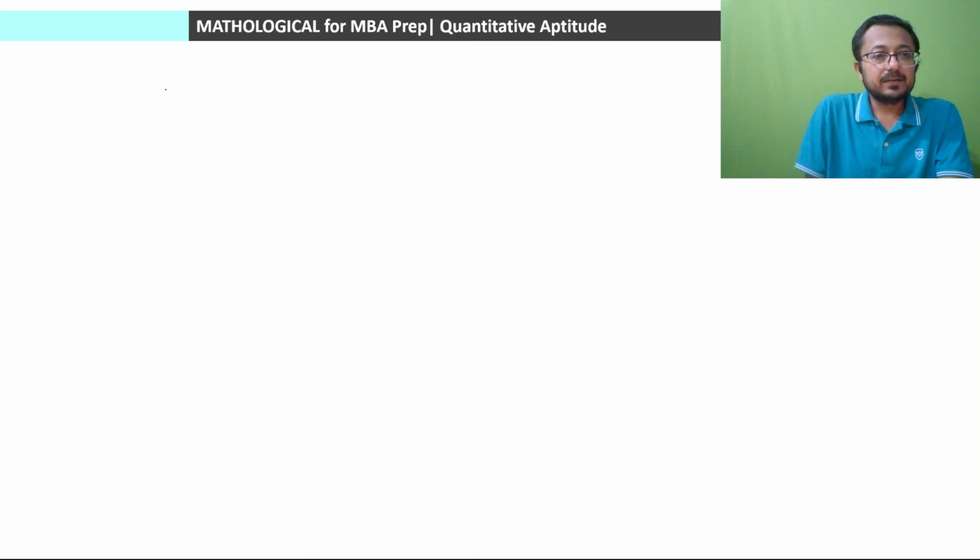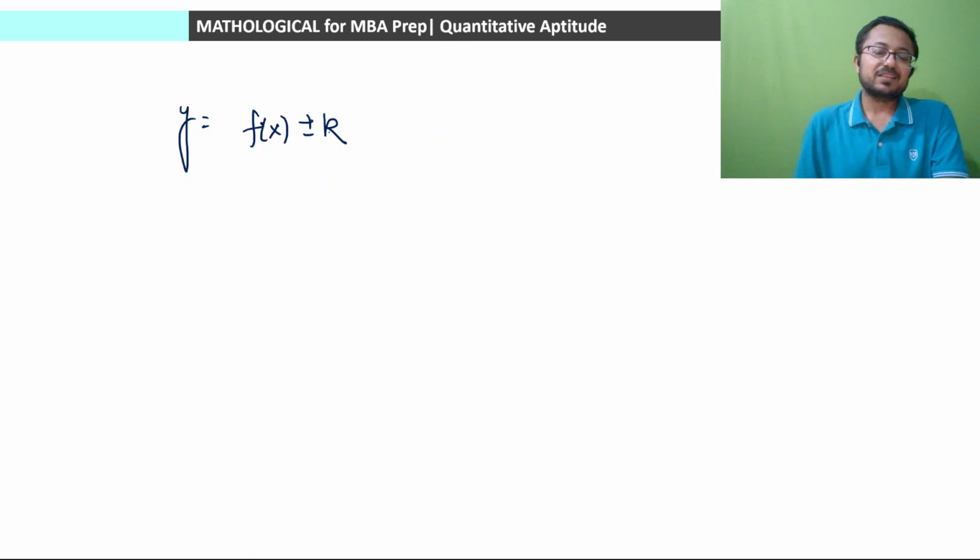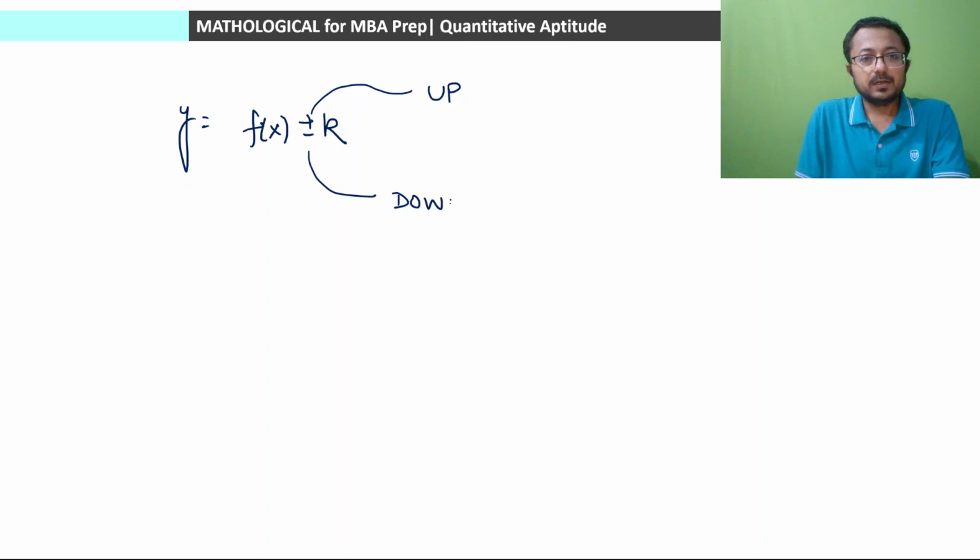If in general our function y is f of x plus minus k, where k is a positive number. So in such a case, if there is a plus addition, graph will be shifting upwards. If there is subtraction, the graph will be shifting downwards.